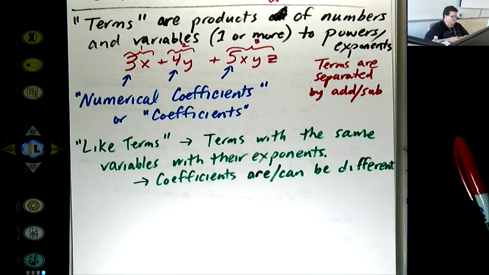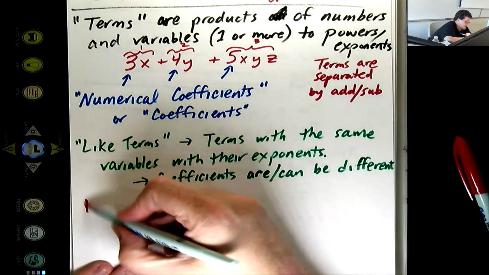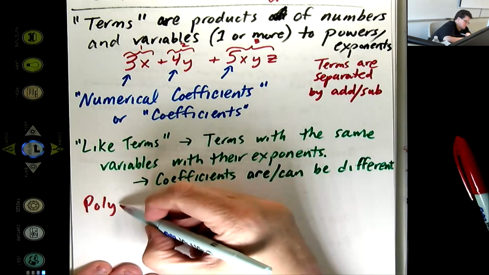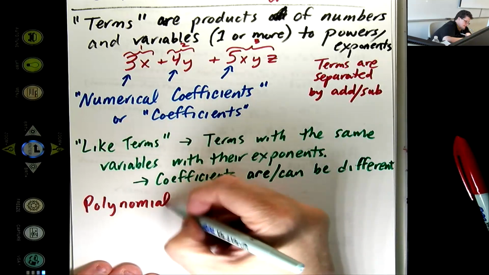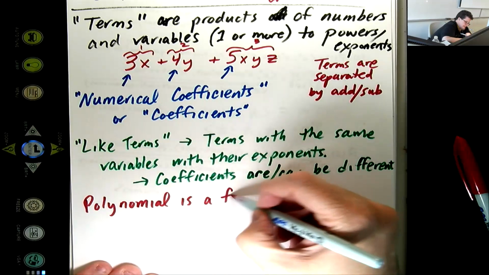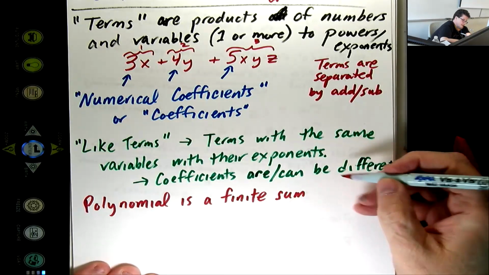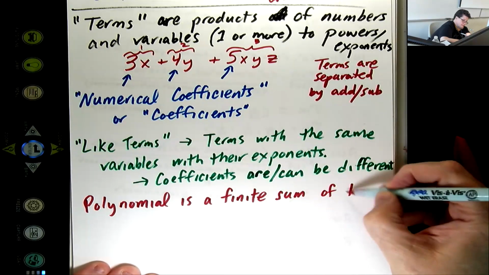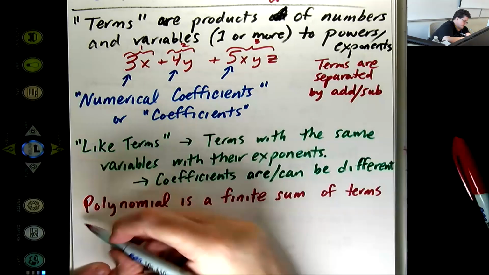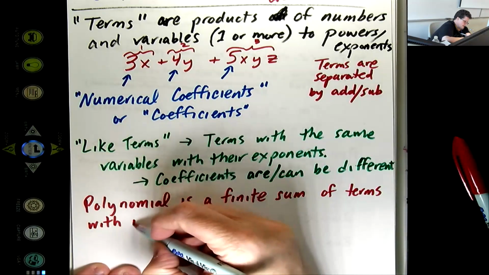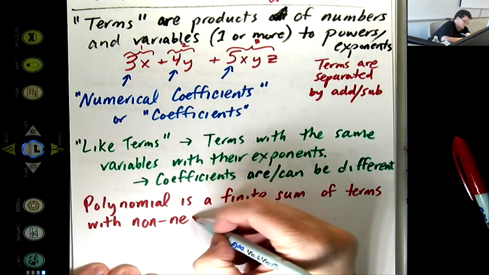And now to the very name of this entire section. Polynomial. What is a polynomial? A polynomial is a finite sum of terms with non-negative exponents.